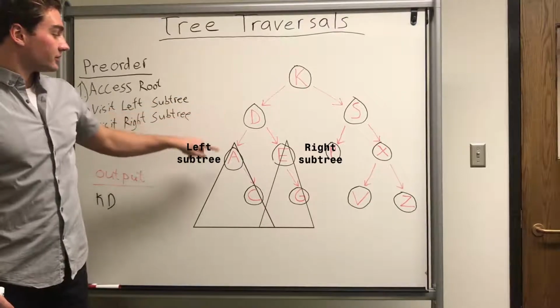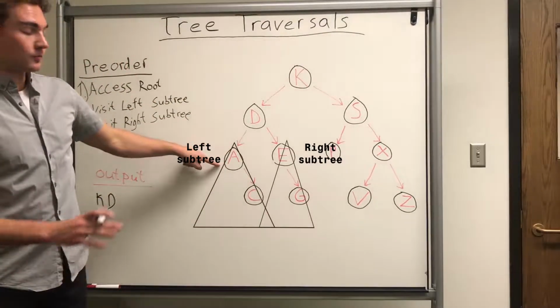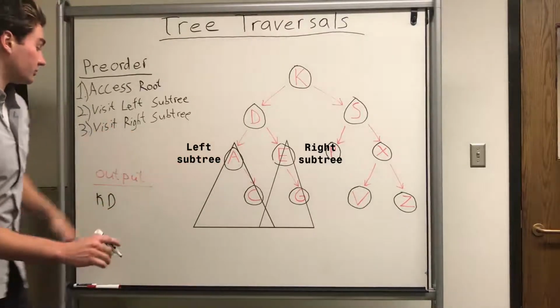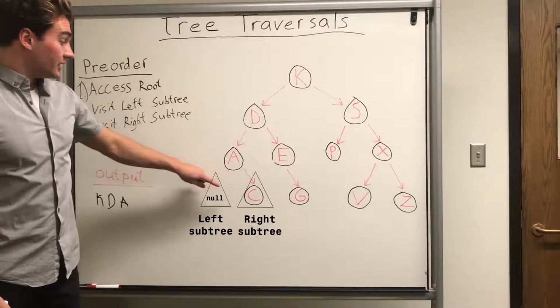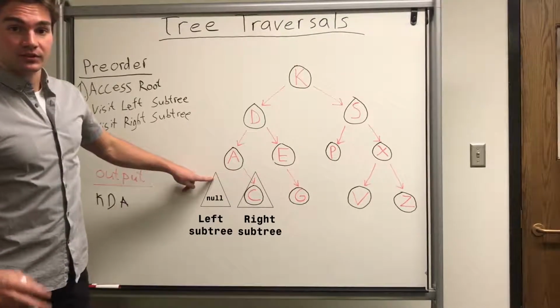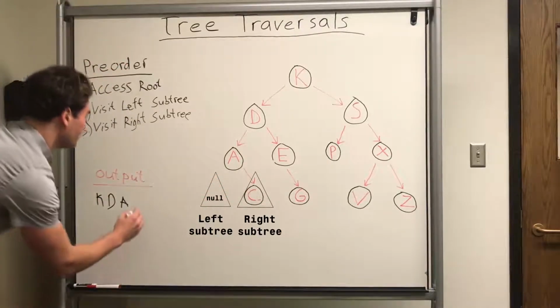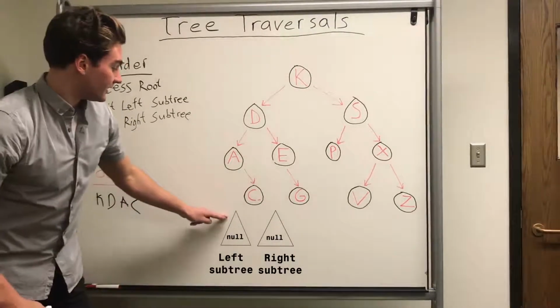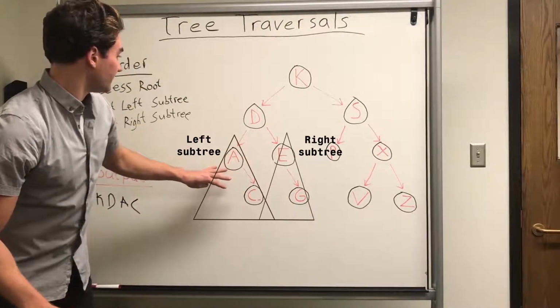We visit the left subtree. So now we're over here. And as soon as we're at this, A is the root of this subtree. So we print it again. Visit the left subtree. It's null. So we can now visit the right subtree of this. Now we're here. So now we're going to print C. Visit the left, null, right, null. Great. This left subtree is visited.